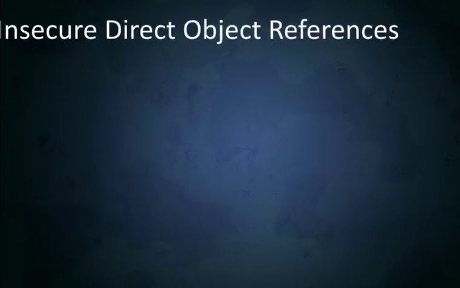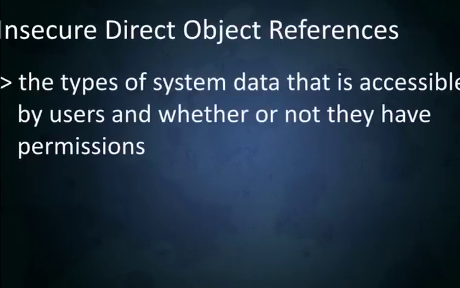At number 4 we have insecure direct object references. This is about the types of system data that is accessible by users and whether or not they have permissions. For example, if a user logs into your web application and their URL changes to usercp.php?id=4, with 4 being their ID number, if they change that to a 1 so that it says usercp.php?id=1, can they see the data on that page for ID number 1? If they can, then that's the security risk.